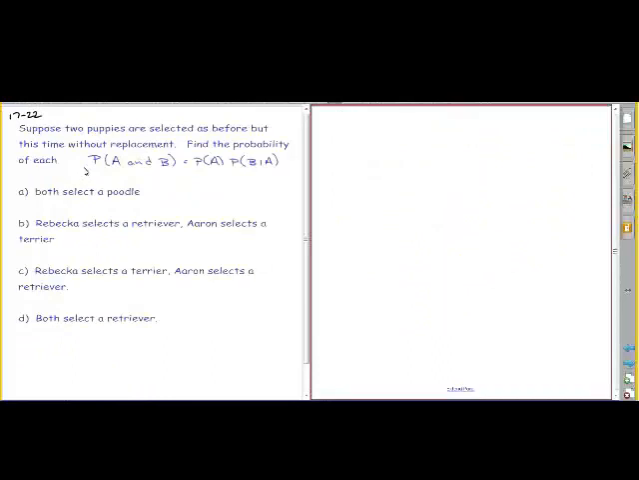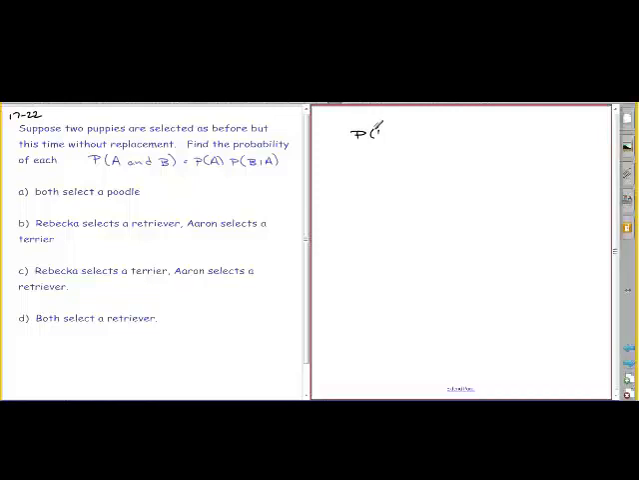In this case, they're not replacing them. So once the puppy is taken by the first person, that puppy, or that type of puppy, is not available. So this is a case of conditional probability, because the first choice does affect the probability of the second choice.